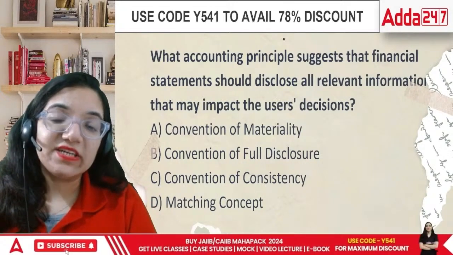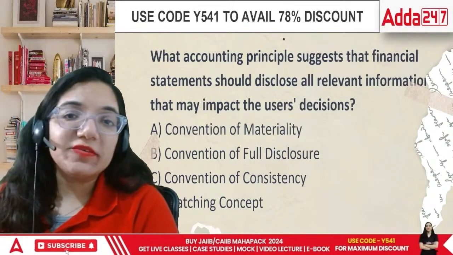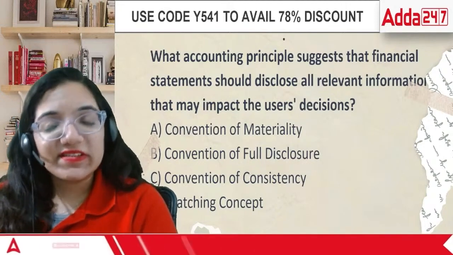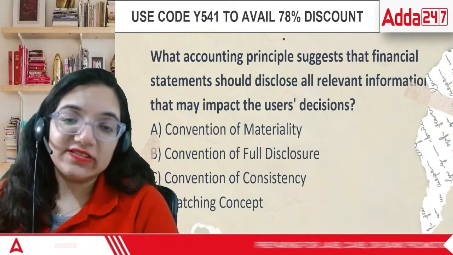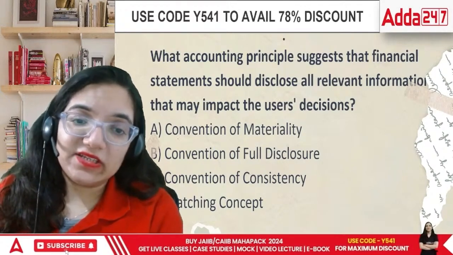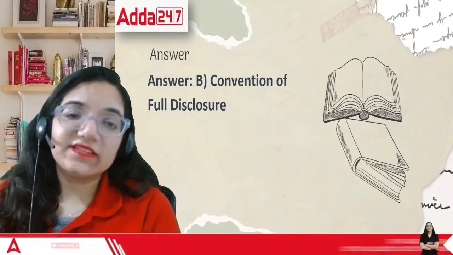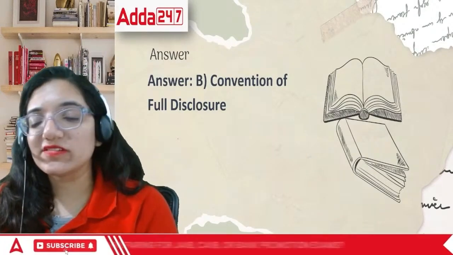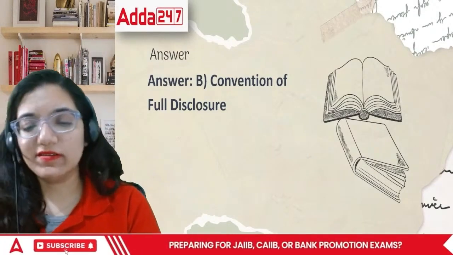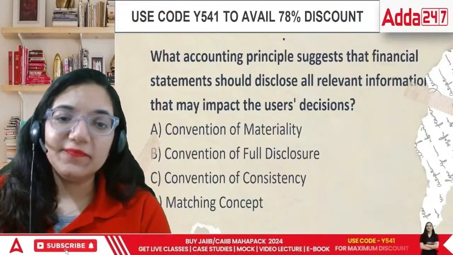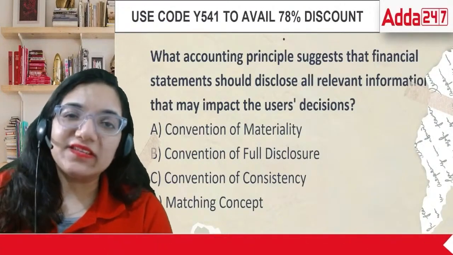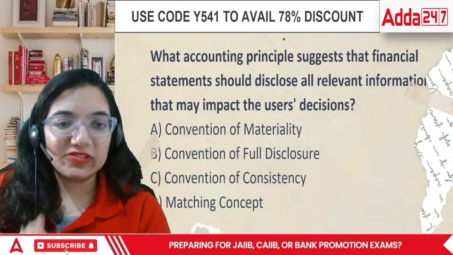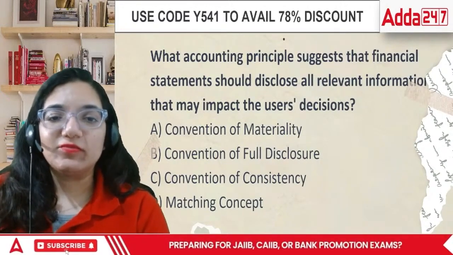Then is matching concept. Matching concept says, we just talked about it. The expenses you earned this year should be in relevance to the income you earned this year. That is what we call as matching concept. In this case, the answer is the convention of full disclosure. We're so involved with explaining the entire points there. The answer is convention of full disclosure. Matlab whatever happens in the business, whatever your business does, whatever your business things are, everything has to be stated properly.